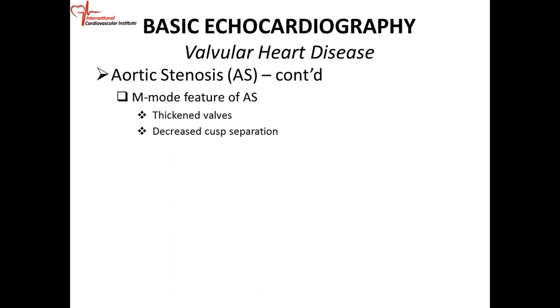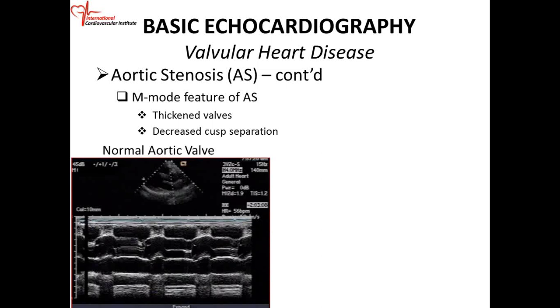With M mode, and we'll go over M mode in another lecture, you can also see thickening of the valve and decreased cusp separation. So this is our two-dimensional image on top, and we have the cursor passing through the chest wall, the right ventricular wall, the right ventricular outflow tract. It passed through the aortic wall, the aortic valve, and the left atrium. If you look down at the bottom, this is the M mode.